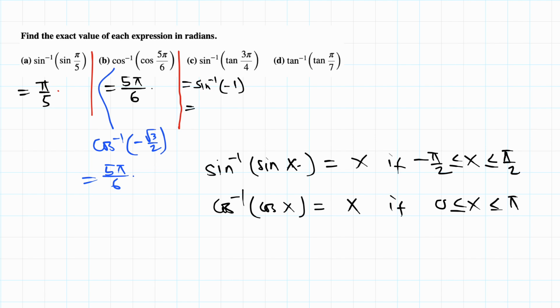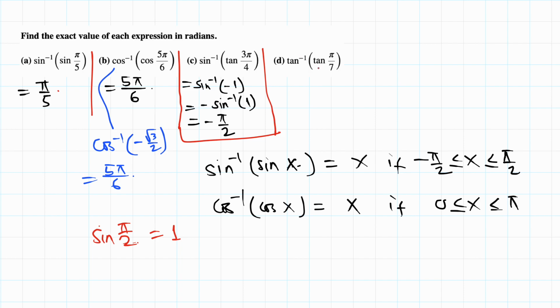And we know that sine inverse and tangent inverse are odd functions. That means we can pull the negative outside, negative sine inverse of 1. Now we want to find the angle whose sine is 1. So sine of which angle is 1? We know that sine pi over 2 is 1. Okay, so negative pi over 2.